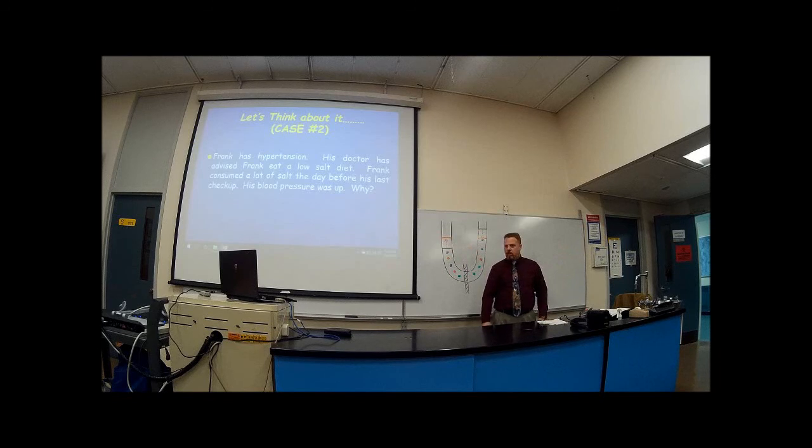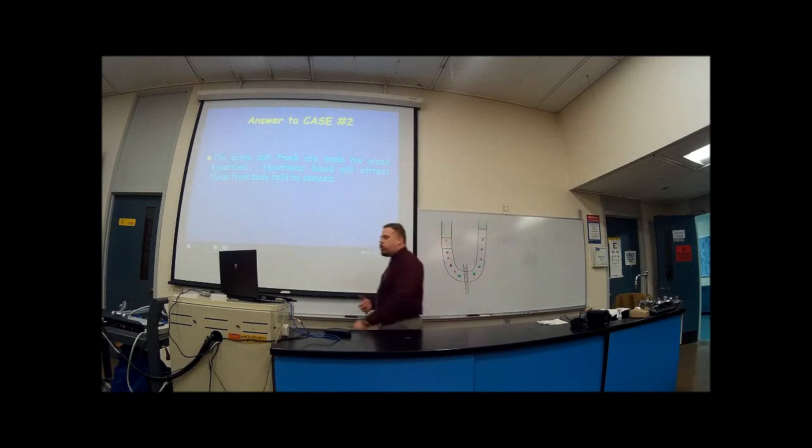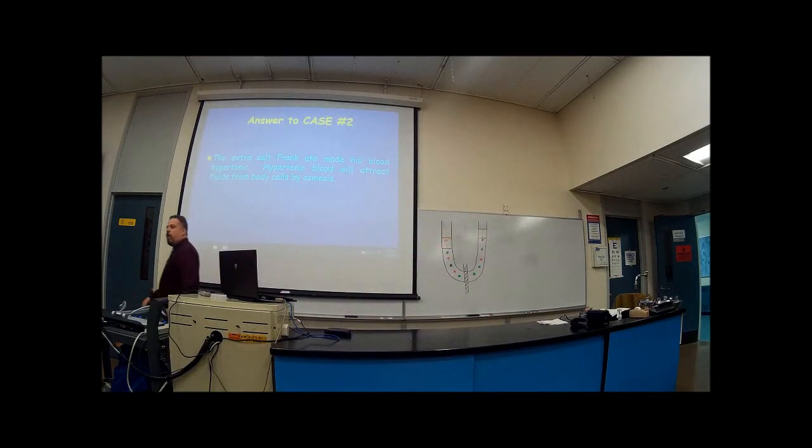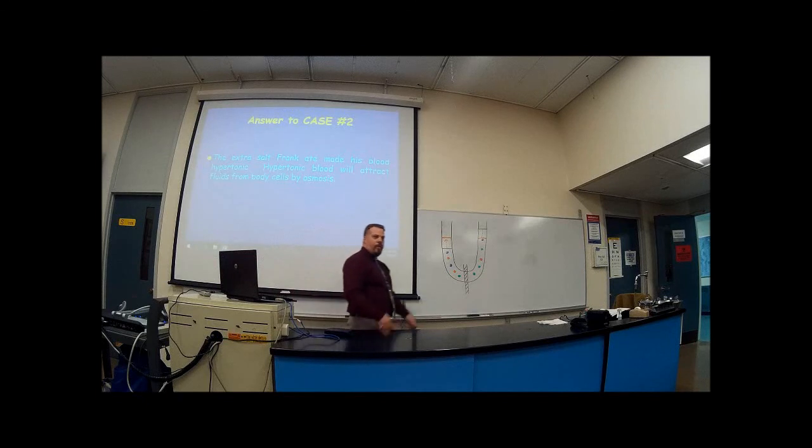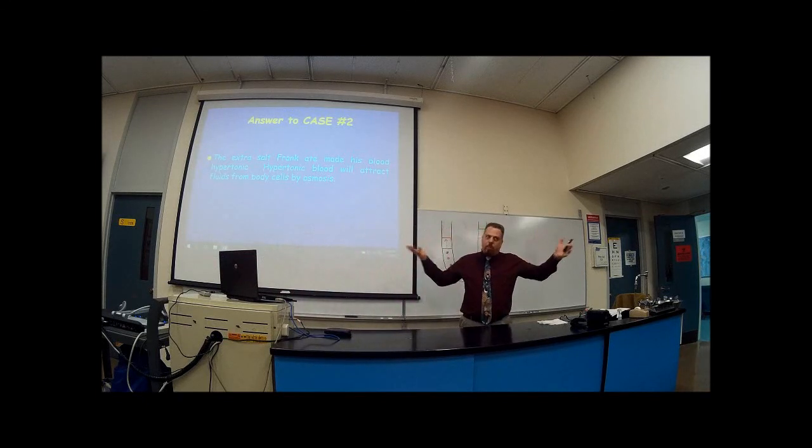Does it make sense? That means you're putting more blood volume, water volume, into the bloodstream. If you increase blood volume, what does that do to blood pressure? It increases, right? So that's what happened. The extra salt that Frank ate made his blood more hypertonic. So the hypertonic blood will attract fluids from the body cells by osmosis. And you're going to have a blood volume that increases, which means your blood pressure is going to increase.